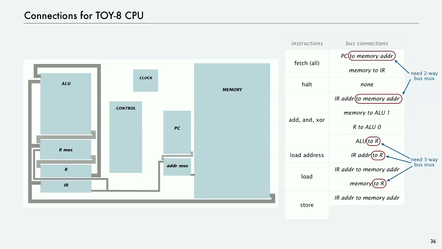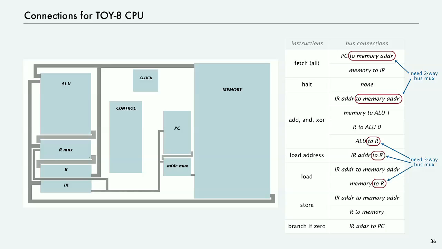And finally for store, again, we already have the connection from the instruction register address to the memory address. But now what do we have to do in a store? We have to get the contents of the register into the memory. So now the output of the register goes straight up and then over to the left into the ALU. We just need to connect it over to the right to also go into the memory. So that's the data path, or the connection, for the store instruction.